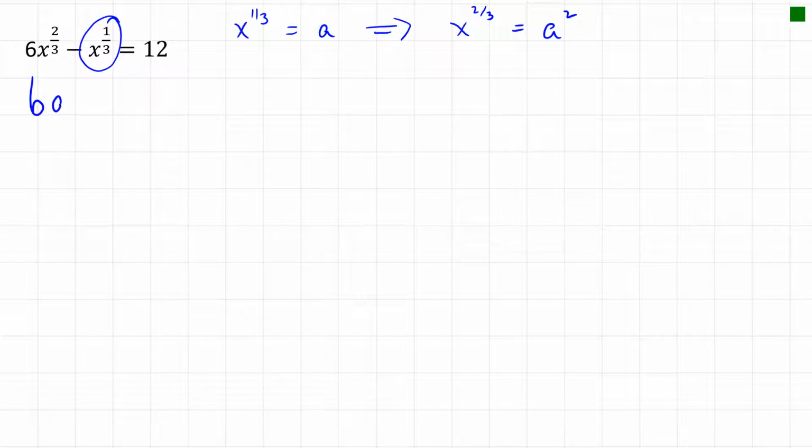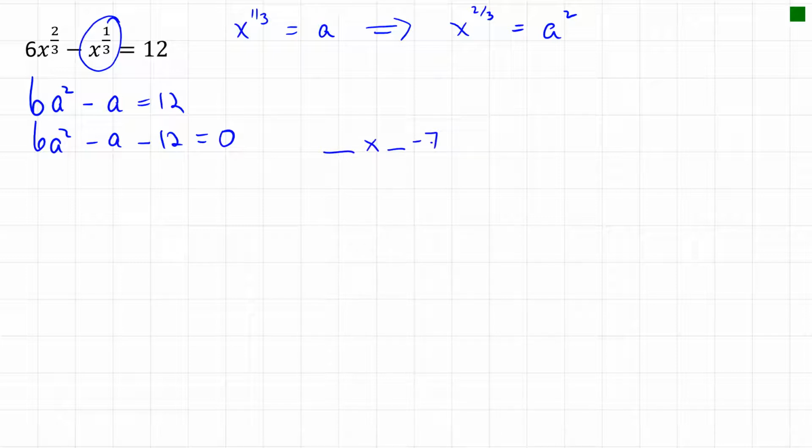So it'll be 6a squared minus a equals 12. So 6a squared minus a minus 12 equals 0. And I'm going to try and factor this. So 6 times 12 is 72. So what multiplies to give me negative 72 and adds together to give me negative 1? And the answer is negative 9 times 8.